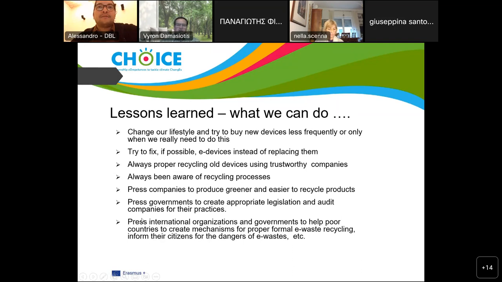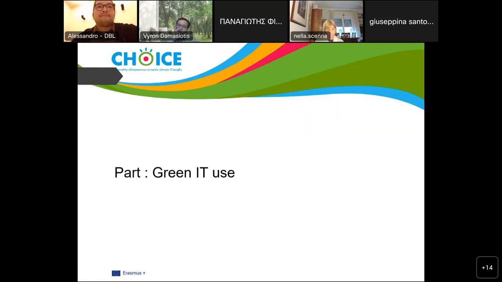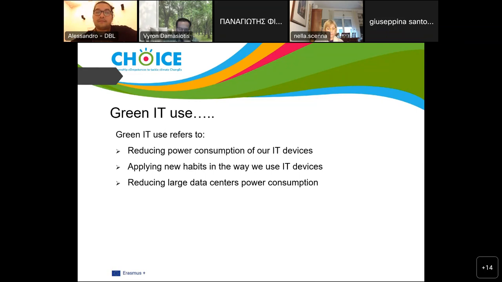Okay. Let's move on to the next, which is green IT use, how we use IT devices. I suppose that all of us have IT devices in our house, and most of us know what standby mode is of these devices.